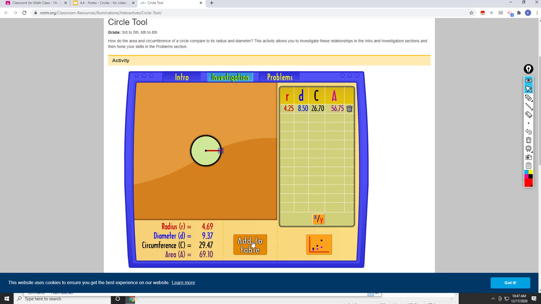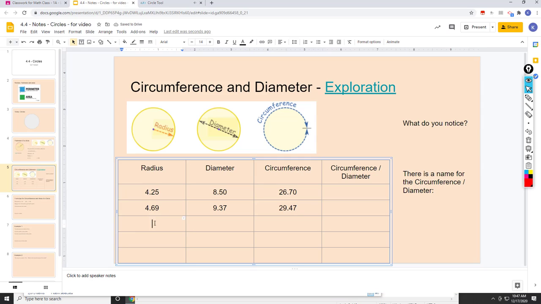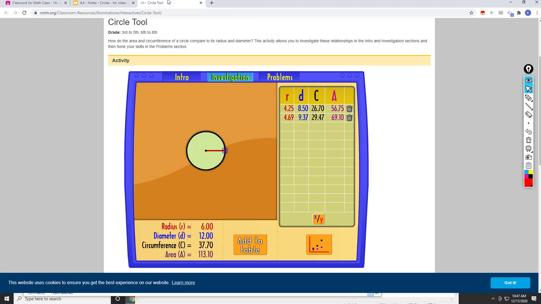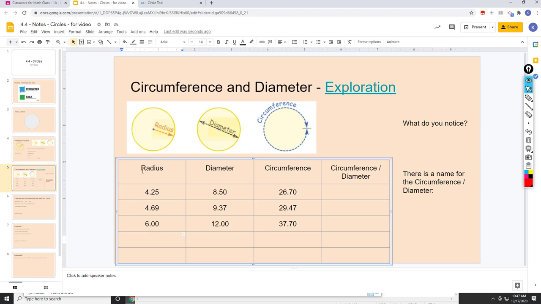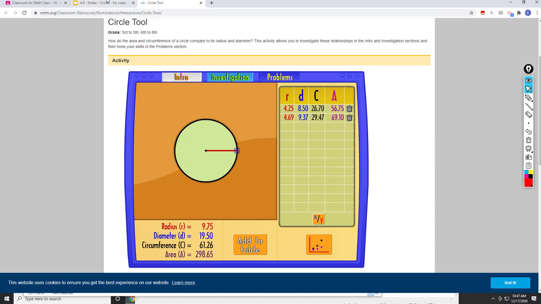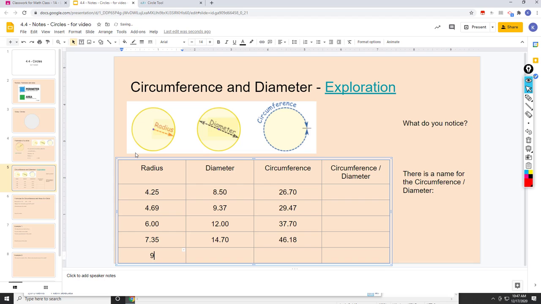Okay. Let's do a few more. If the radius is 6, the diameter is 6 plus 6, which is 12. The circumference is about 37.70. Let's do 2 more. Radius is 7.35. Diameter 14.70. Circumference 46.18. Last one. If the radius is 9.75, the diameter is 2 times that, 19.50. Circumference 61.26. Alright, so not surprisingly, when the circle gets bigger, the circumference gets bigger too.